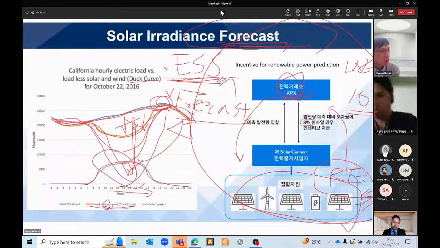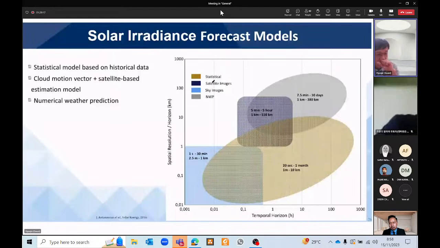So for forecasting, there are several models. Definitely, for forecasting, we need the estimation models because this is the next step. One way is a statistical model based on historical data. So this is now.